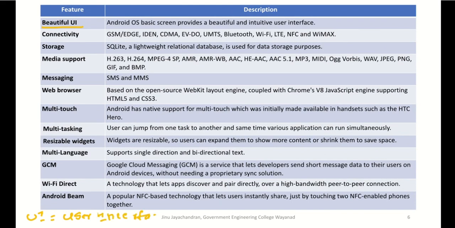So in Android, what you see on the screen is easy, it's touch. You can always scroll using your fingers, you can click and open an app, and inside the app you can have different menu options. Those are very user friendly and aesthetically very pleasing. So that's a beautiful UI.